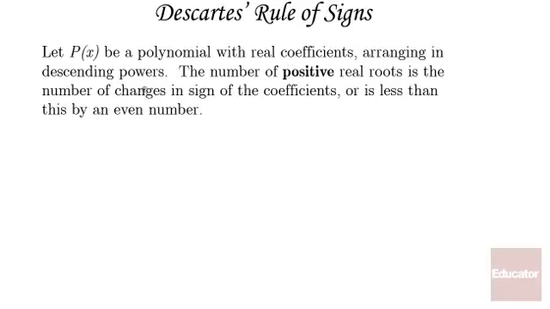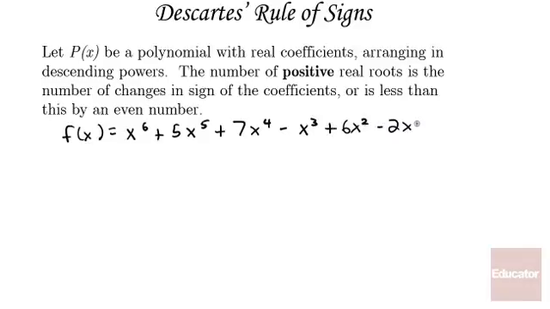Recall that descending powers would be something like f of x equals x to the 6th plus 5x to the 5th plus 7x to the 4th minus x cubed plus 6x squared minus 2x plus 4. So this is a degree 6 polynomial, and I have 6, 5, 4, and on down. If you are trying to work with Descartes' rule of signs, the first thing to do is check the polynomial, and if it's not arranged in descending powers, you need to put it that way. Okay, so I've got this arranged in descending powers.